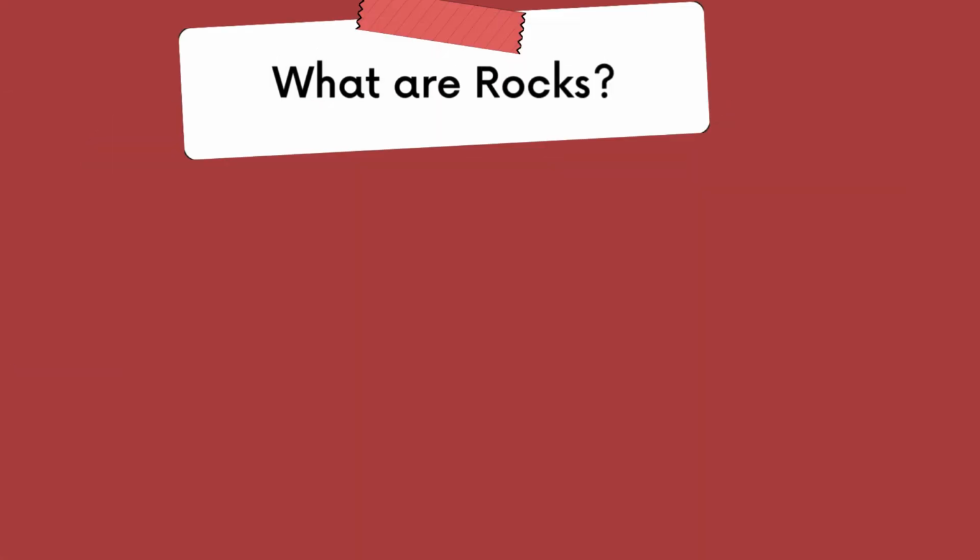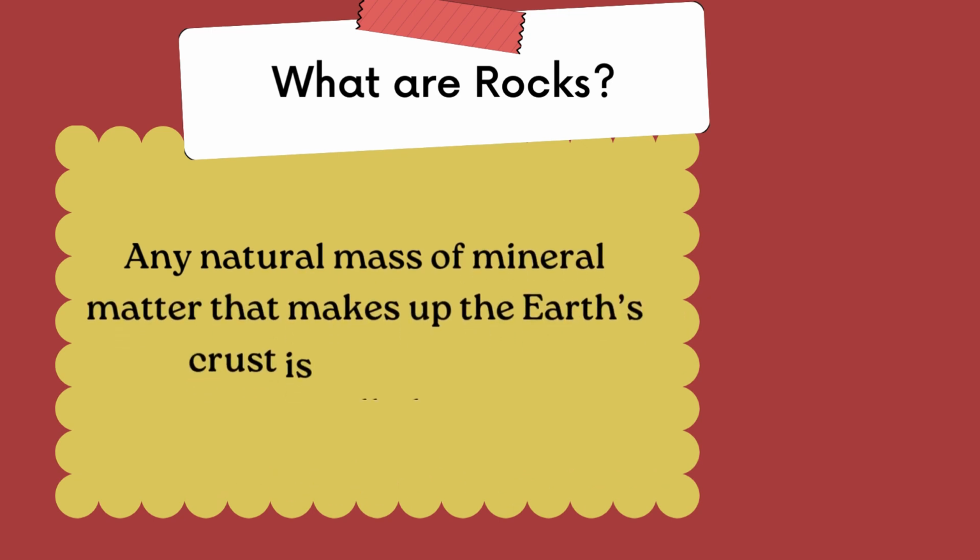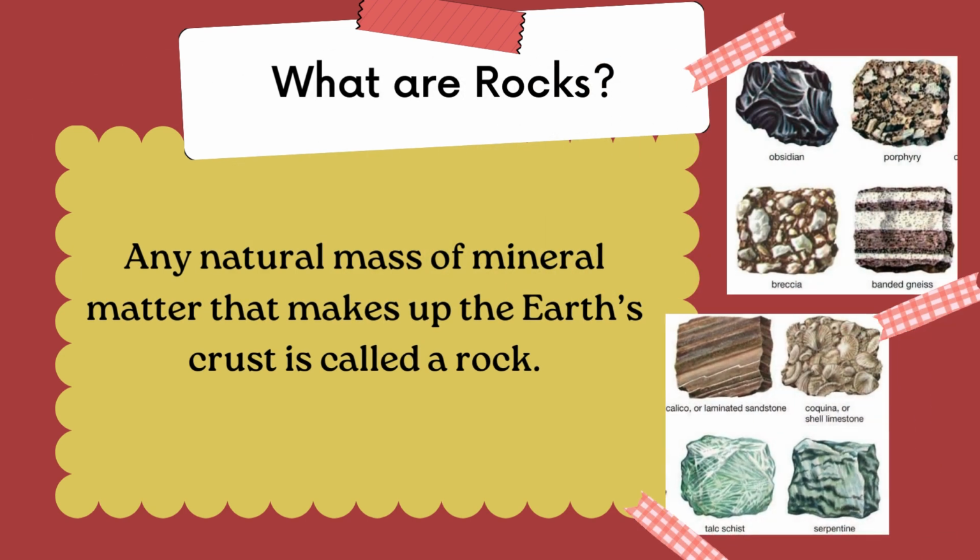What are rocks? Rocks are any natural mass of mineral matter that makes up the earth's crust. Students, what is crust? The topmost layer, the outer layer of the earth. It is formed of rocks, not just soil and other things, but also mainly rocks. And these rocks are nothing but natural substances. They are made up of minerals, tiny particles of minerals that stick together and have hardened up over a period of time and formed rocks.